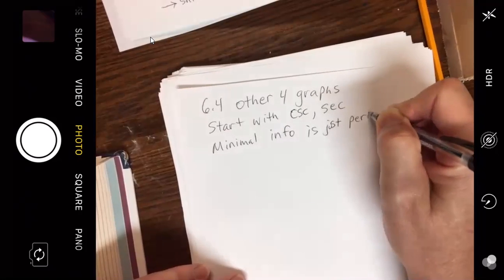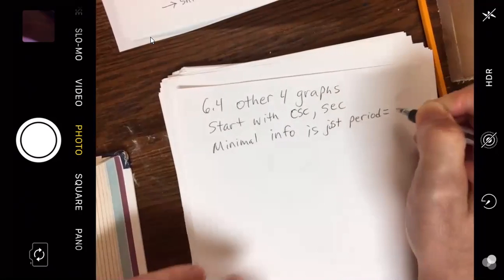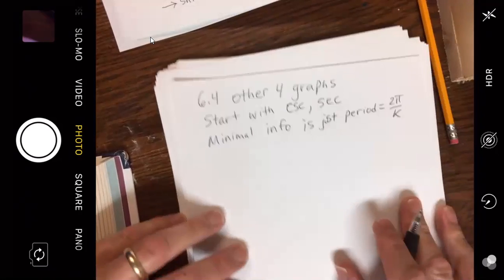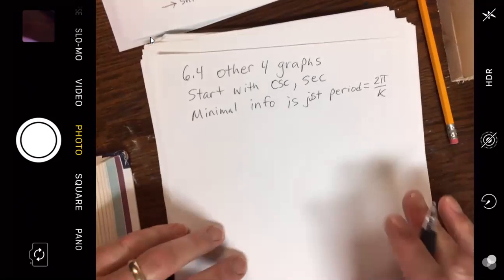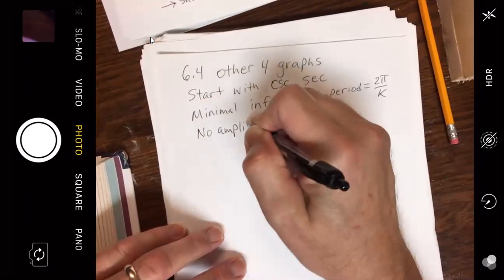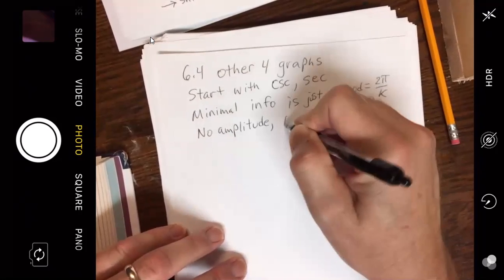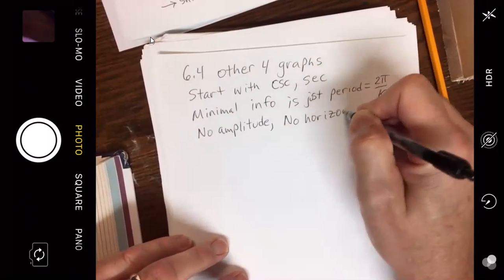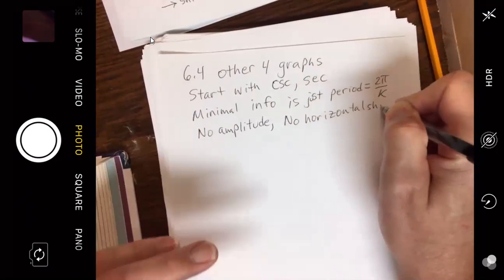Period. And it's the same thing as sine and cosine. It's 2 pi over k. All right, with no amplitude, you're going to see why in a minute. No horizontal shift. Not going to mess with it.